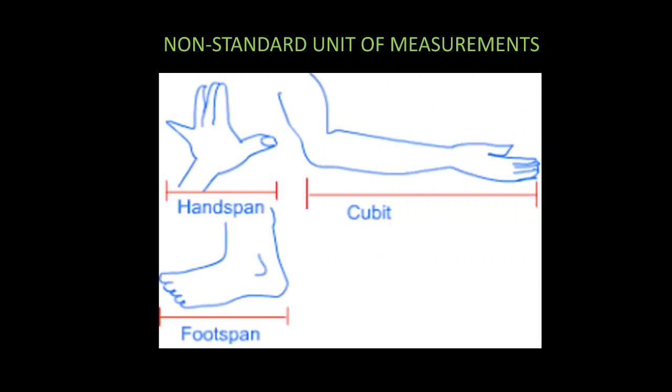Okay. Now look at this. In earlier days, body parts were used to measure. When you stretch your little finger and thumb, the length you get is known as a hand span. The arm length is known as a cubit. Then the foot length is known as a foot span. Again, these are also non-standard because the size may vary from person to person, right?